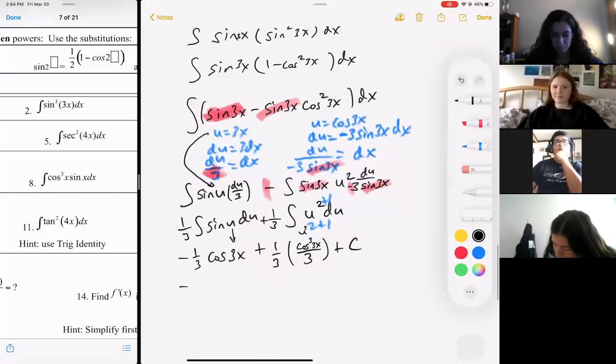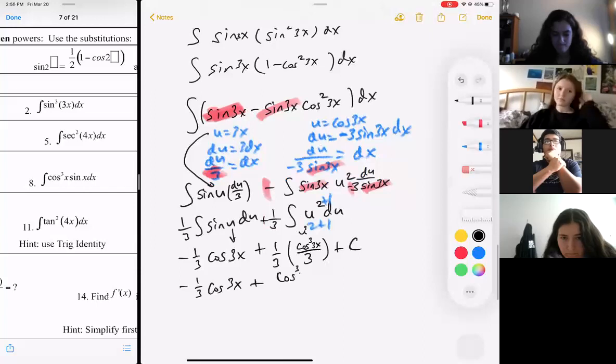Rewriting this a little bit. Negative 1 over 3 cosine 3x plus cosine cubed 3x over 9 plus c.